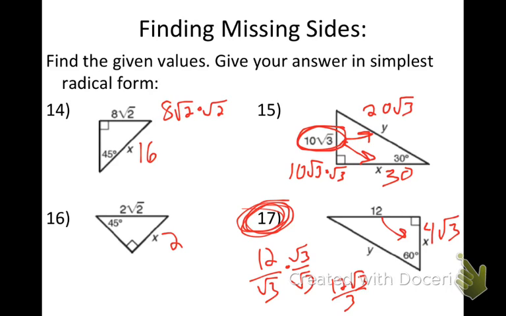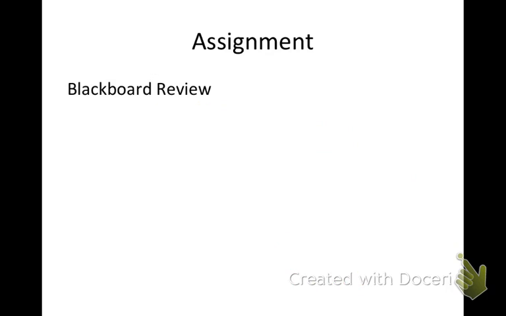Which then means, what is my y value? My y value is? Anybody? 8 square root of 3. Because my hypotenuse is always double my short side, right? Good work. Nice job. And there's your assignment.